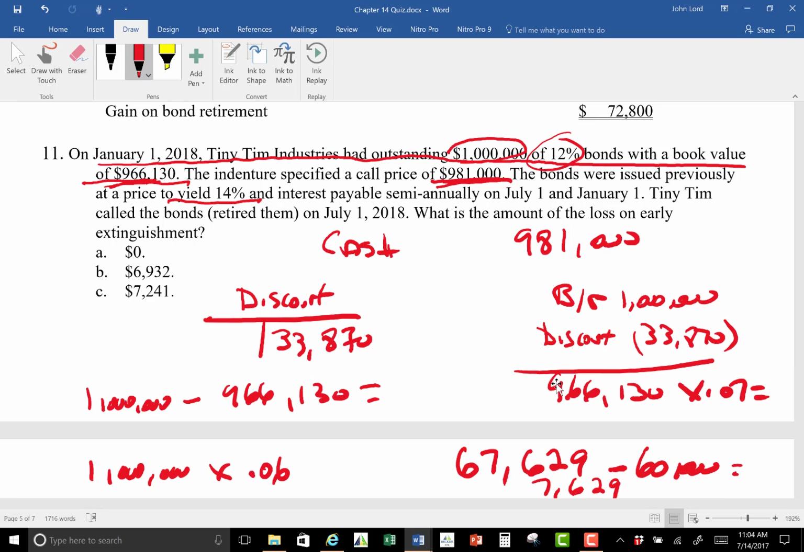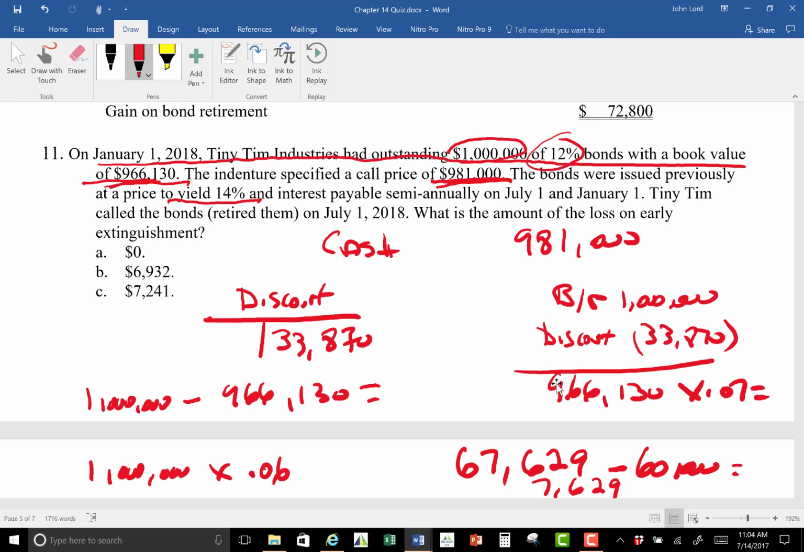And so if they tell you it was set to yield 14%, or they tell us the market rate of interest was 14%, that's how we calculate the interest expense. The cash interest is set on the contract amount. Okay, but why is that? Because when we purchased the bond, we figured out the price of the bond using the market rate of interest, right?